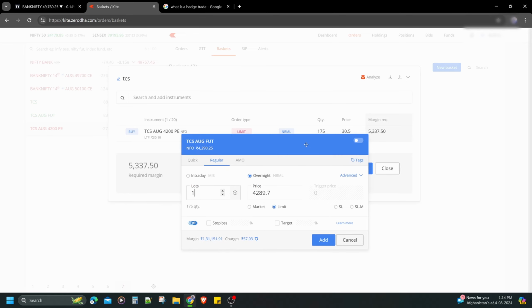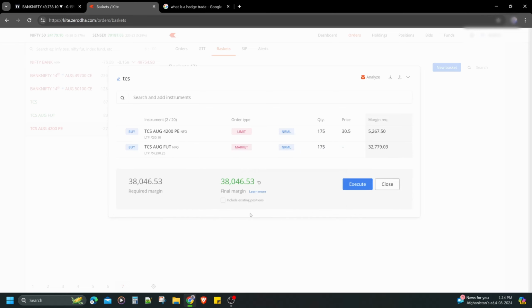Now I want to buy this. I simply go and click market and buy it. You can see here, guys, from 1,31,000, I just need 38,000 rupees now. That means 1 lakh of capital is reduced just by using the hedge trade.